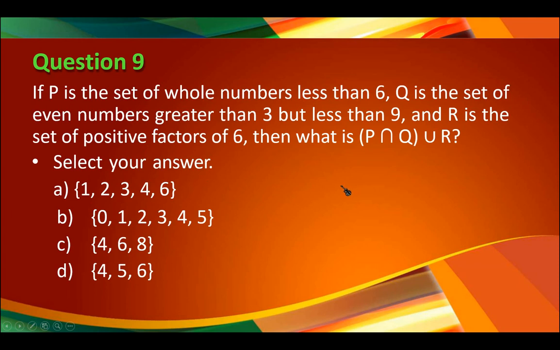So, if P is the set of whole numbers less than 6, Q is the set of even numbers greater than 3 but less than 9, and R is the set of positive factors of 6, then what is P intersection of Q and union of R? So, select lang natin yung sagot natin dyan. Subukan po natin siyang sagutan. So, A, B, C, or D.